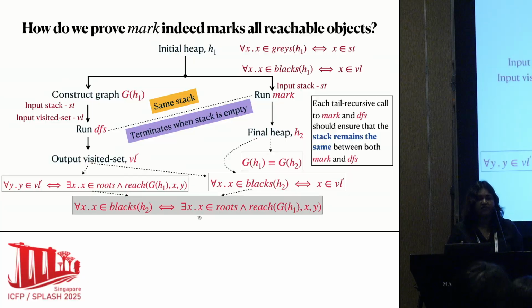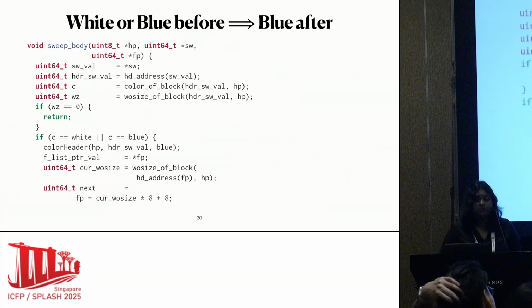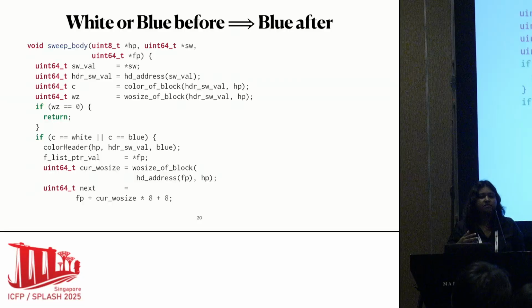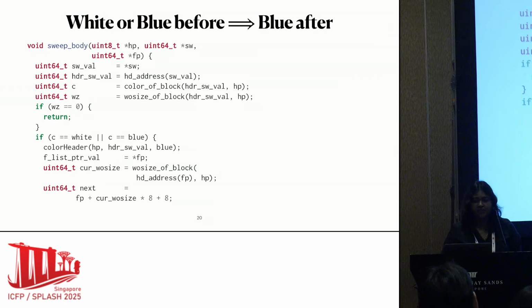So in this way, we can actually prove that mark indeed marks all reachable objects. Now let us see, this is not sufficient; mark and sweep has to preserve it, okay? So this is a snippet of the sweep body, it's an extracted code.